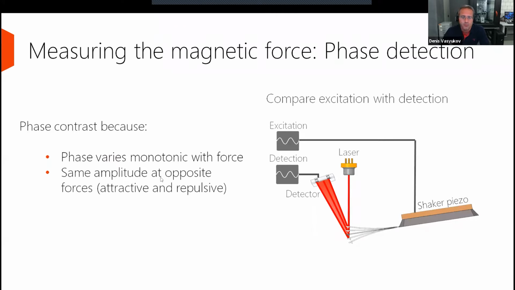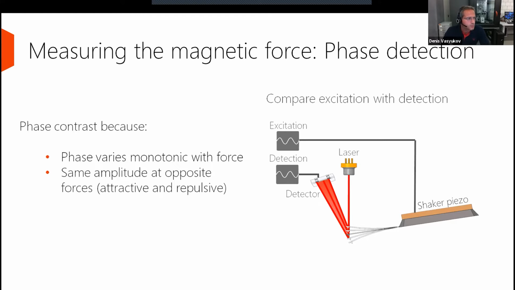Also, in magnetic measurements, you could have different forces, attractive and repulsive. So you have a different sign of the force. And this different sign of the force would give you the same amplitude, so you will not see the contrast. However, the phase will be affected differently by this force. So this is why we're measuring in the phase contrast.